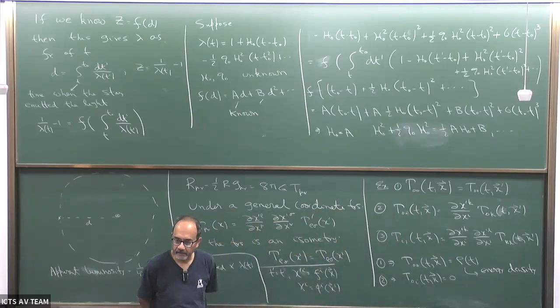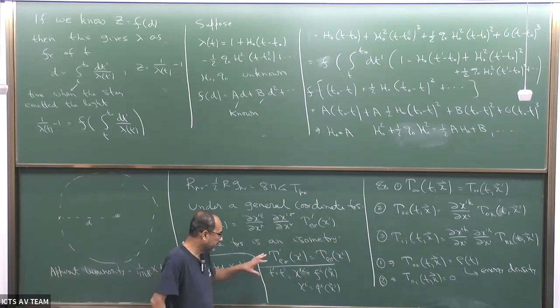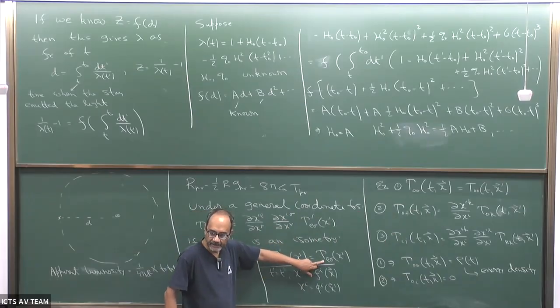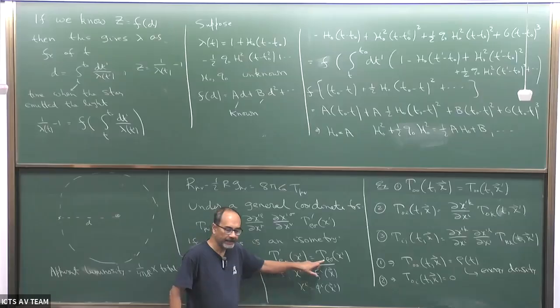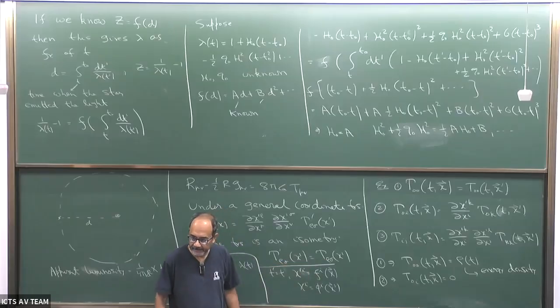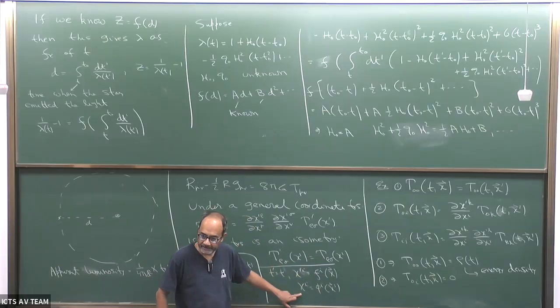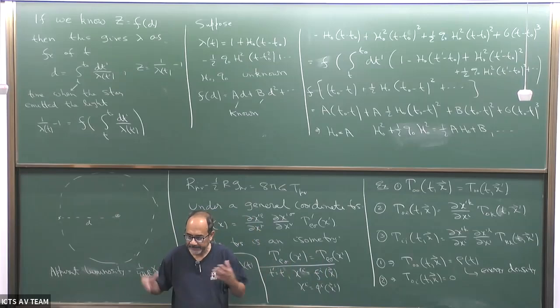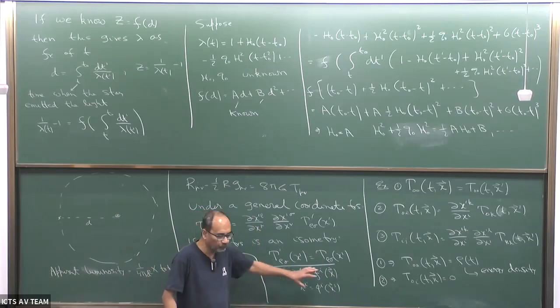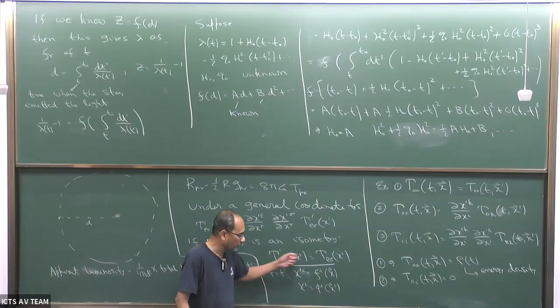Well, I'm demanding that this is an isometry. Otherwise, T prime will not be equal to T. So we cannot demand that under an arbitrary general coordinate transformation, T prime and T have the same functional form. But under isometry, the new energy momentum tensor should have the same functional form as the old energy momentum tensor. So I'm saying that only when these are isometries. Like on the 3-dimensional sphere, there are 6 isometries. If you take these to be any of those 6 independent isometries, these conditions should hold.